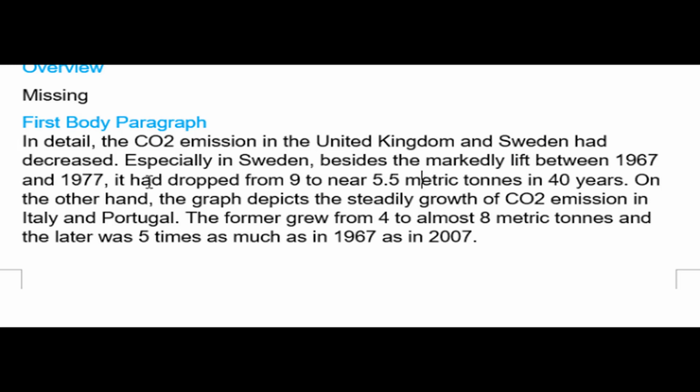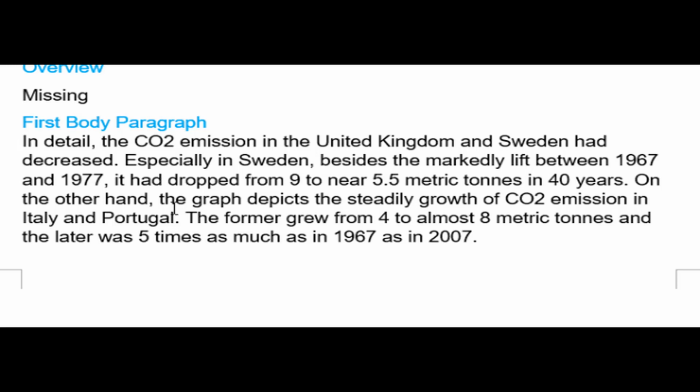So we see in detail the CO2 emissions in the United Kingdom and Sweden had decreased, especially in Sweden. Besides the markedly lift between 1967 and 1977, it had dropped from 9 to nearly 5.5 metric tons in 40 years.